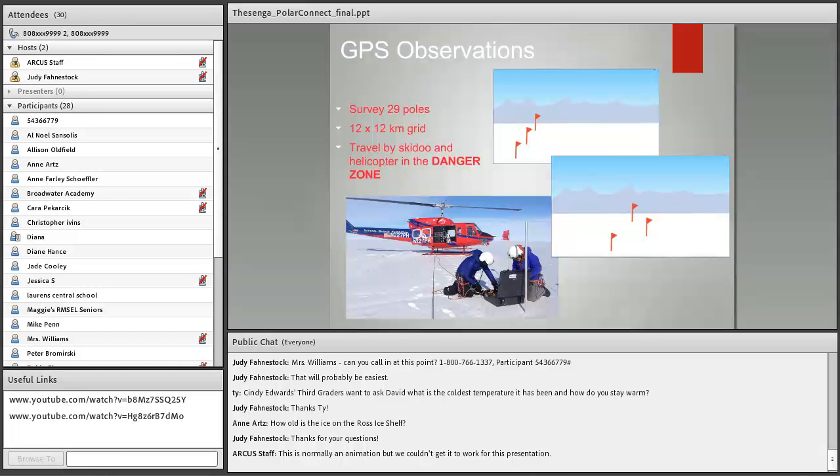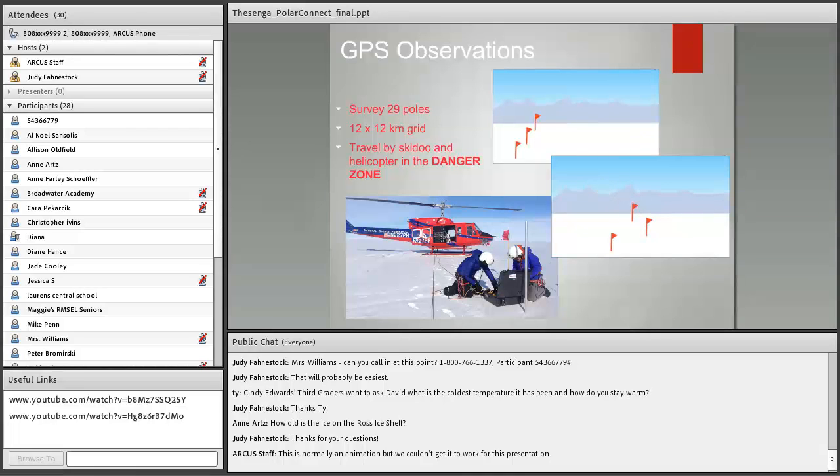I don't know if you have the animation that shows those flags moving. No, we were unable to use the animation, but we do have the photo. Using those poles and seeing how they move relative to each other, a lot of poles on one side are moving faster than the other. We can use that information as well.